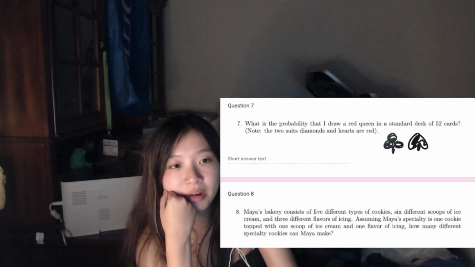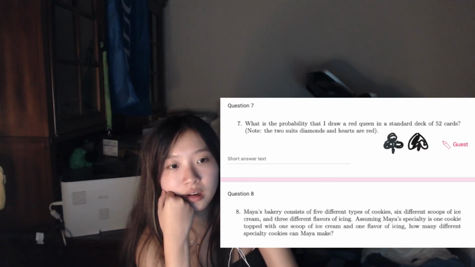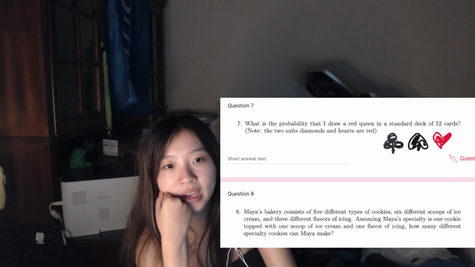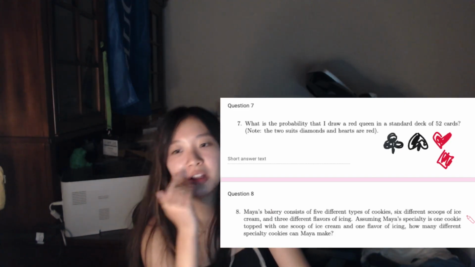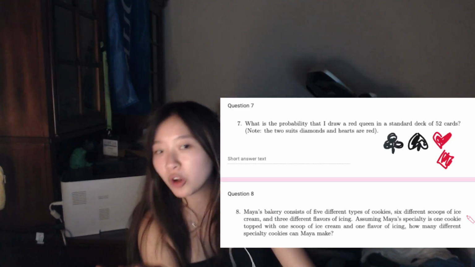Spades is black. Now what is red then? Red is hearts and diamonds. Okay, great. I want to draw a red queen. More common knowledge, or this isn't common, I would say, more knowledge.